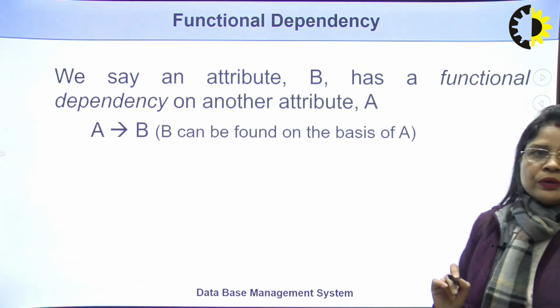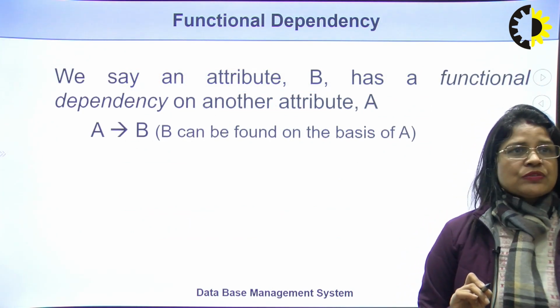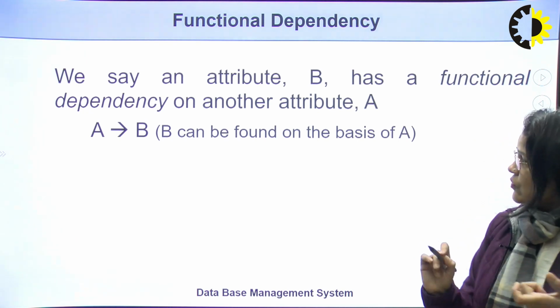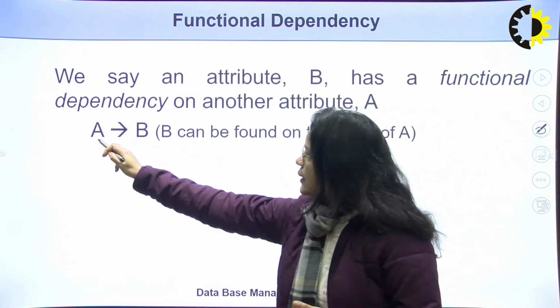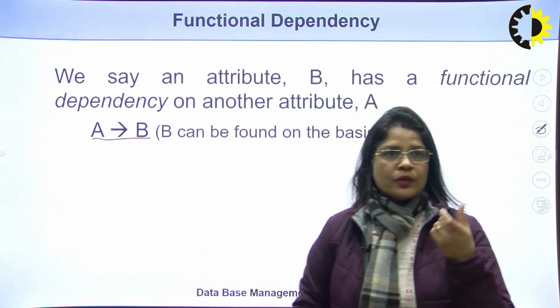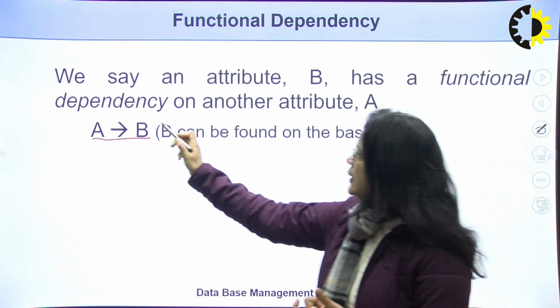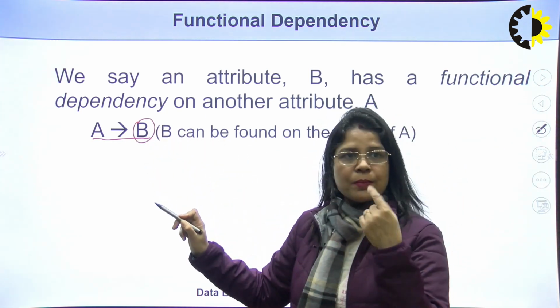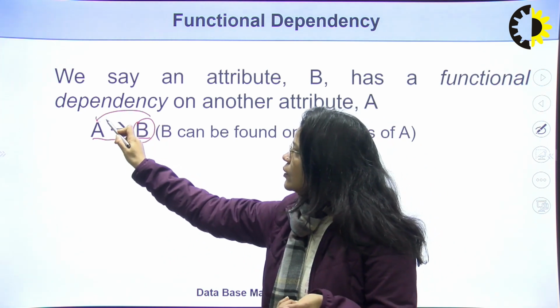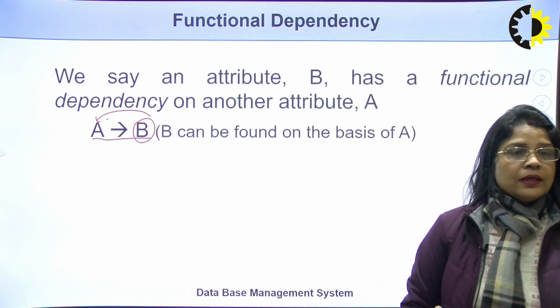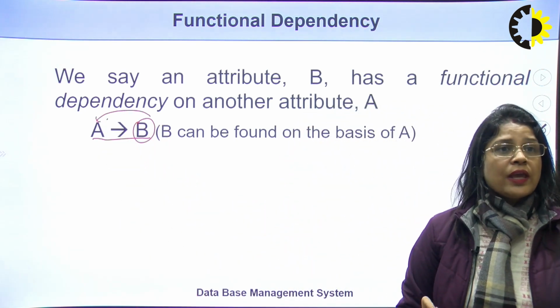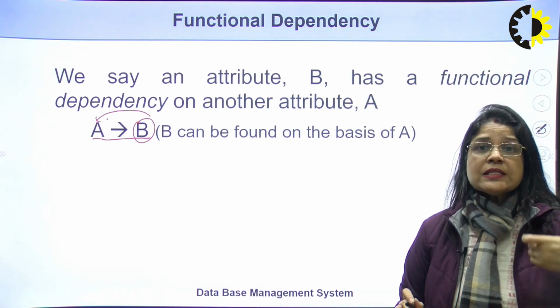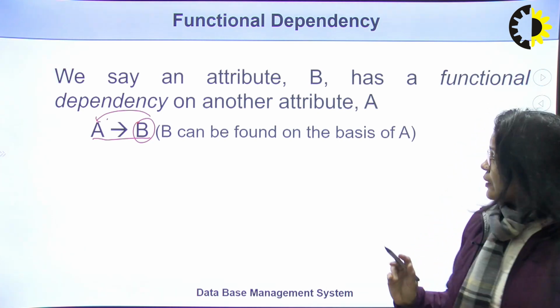Now, if we start with the basic definition of the functional dependency, we can represent A tends to B. It means B can be functionally determined from A. What do you mean by that? If we have the value of A with us, we can functionally determine B.